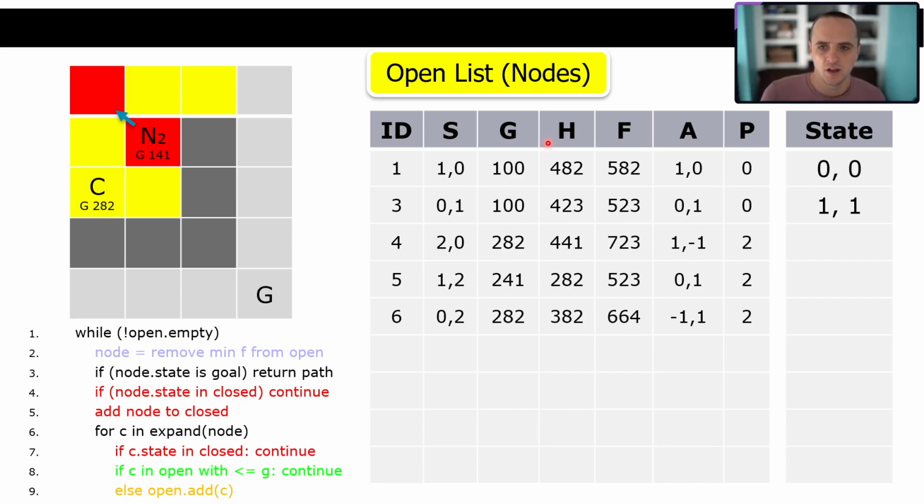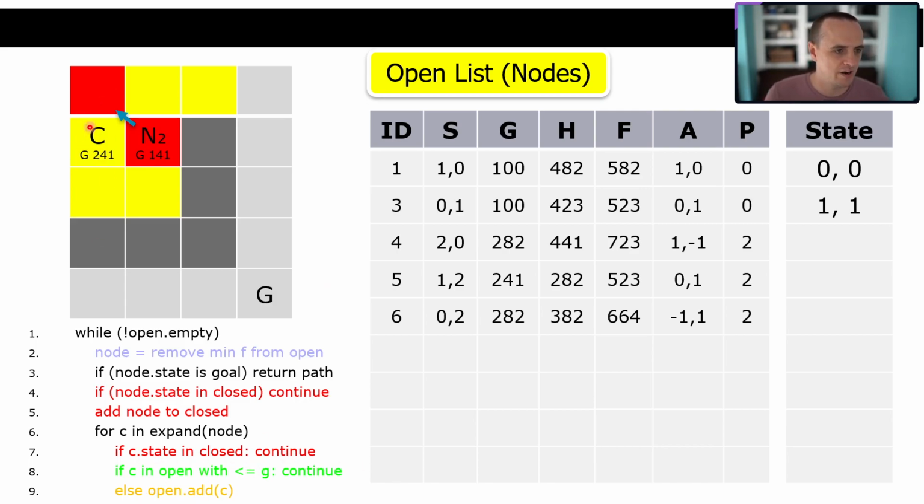So we keep going. Now we look at this one. This one is the same case as this one up here, right? So it's not in the closed list. A node with that state hasn't been expanded yet. But let's look at the open list for this green optimization.